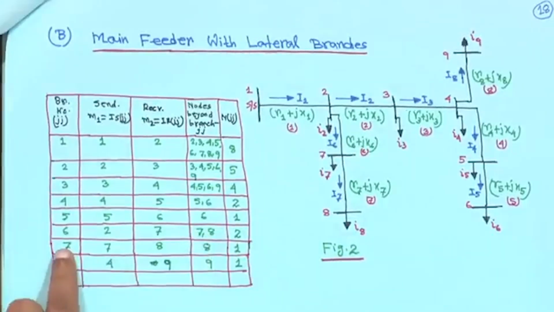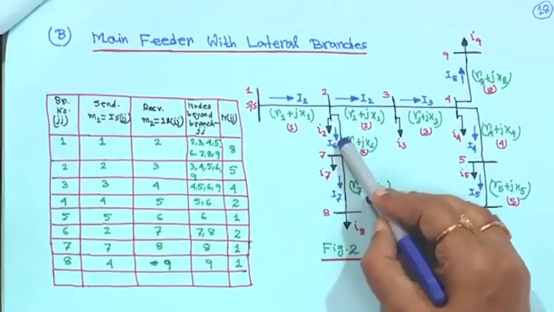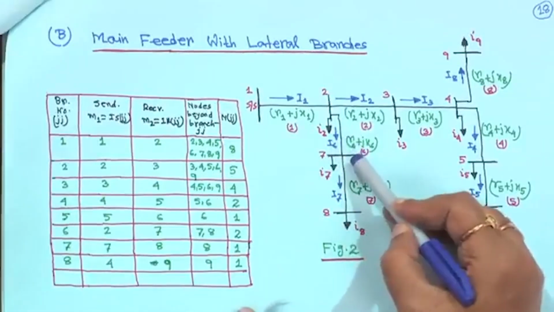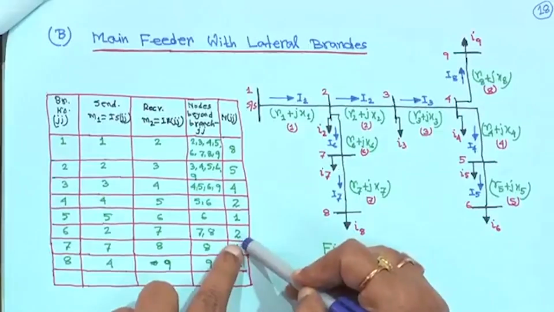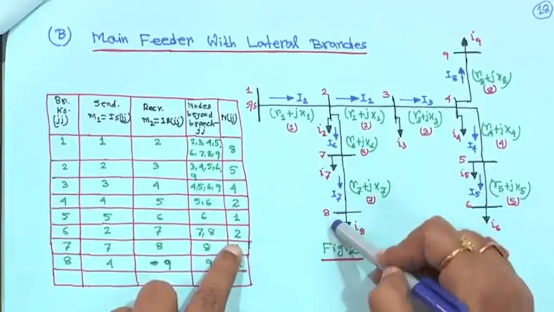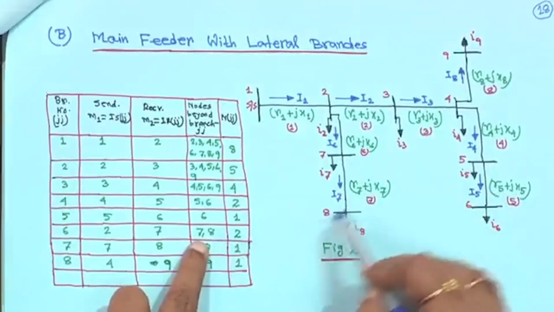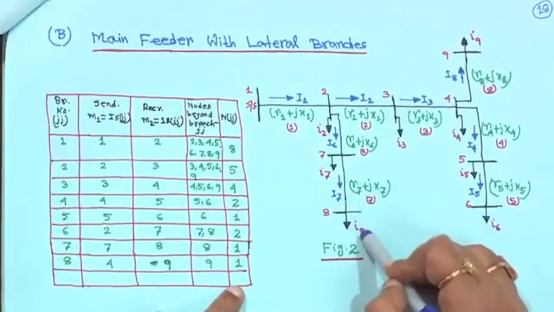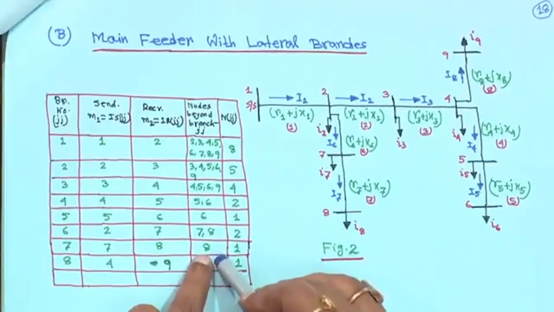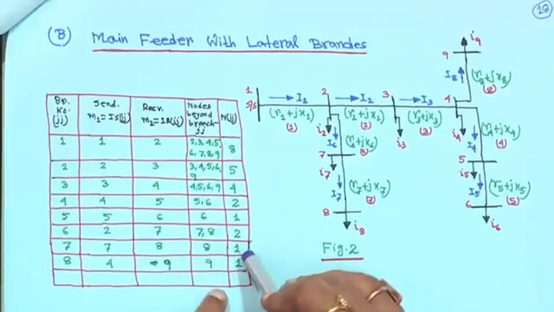Now, you come to branch 6, that means this is the branch. Beyond this branch, how many nodes are there? 2. So, N6 is equal to 2, and what are those nodes? 7 and 8. Now, come to branch 7, this is branch 7. Beyond this branch, which node is there? Node 8 is there. So, node 8, and how many? Only 1. So, this is 1.